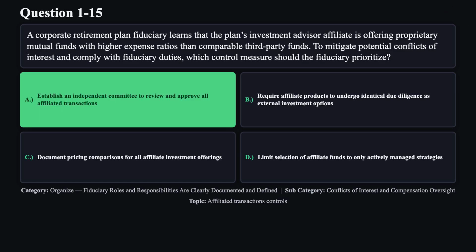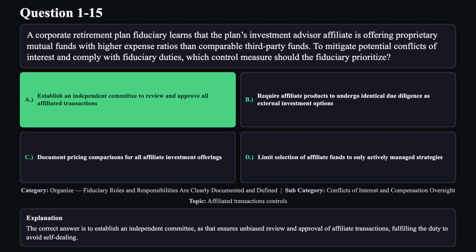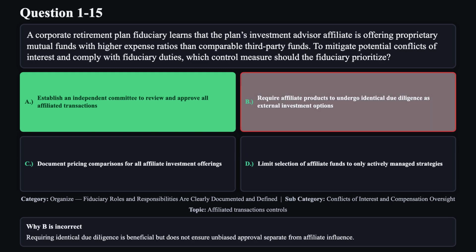The correct answer is A. The correct answer is to establish an independent committee, as that ensures unbiased review and approval of affiliate transactions, fulfilling the duty to avoid self-dealing. Reason B is not correct. Requiring identical due diligence is beneficial, but does not ensure unbiased approval separate from affiliate influence.